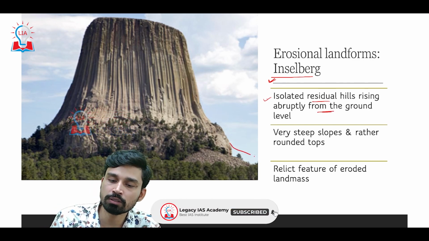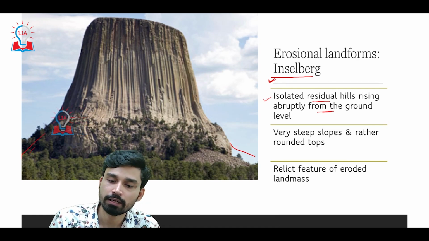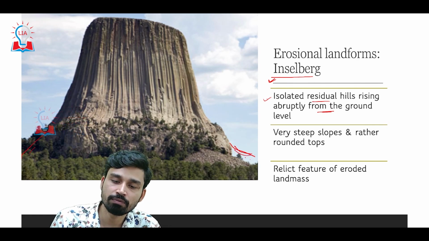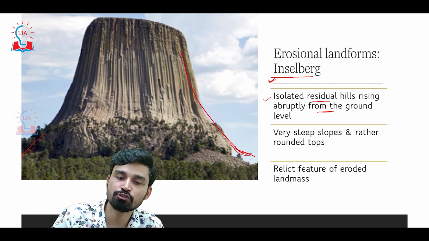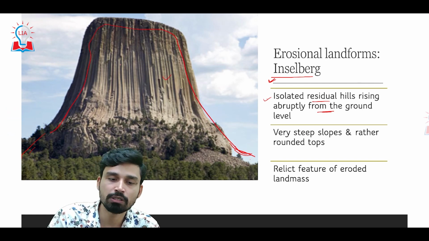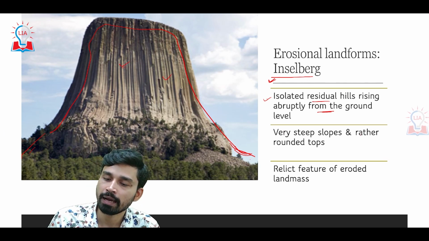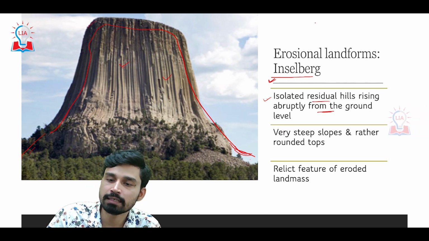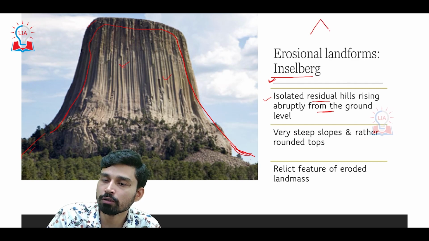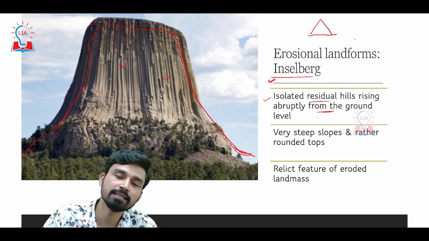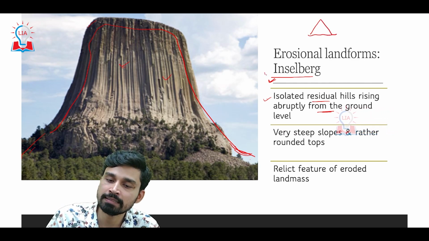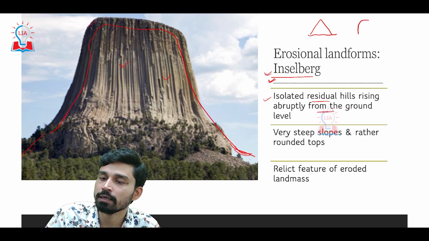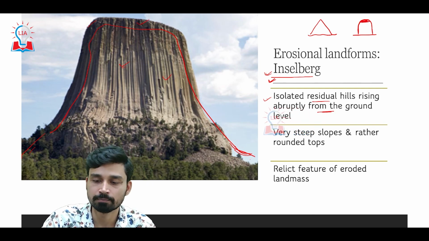As you can see, all around this hill area the ground level is flat land, and from this flat land you suddenly have this steep rise of this kind of landmass, this kind of mountain, this kind of hill. It has a very steep slope, as clearly visible from the diagram. And the other important point is that many times when we talk about hills, we draw the top or the peak of the hill as conical. But Inselberg is different because it has a steep slope, but at the same time it has a rounded top, as we can see from this particular diagram.